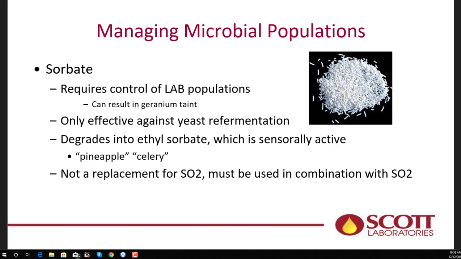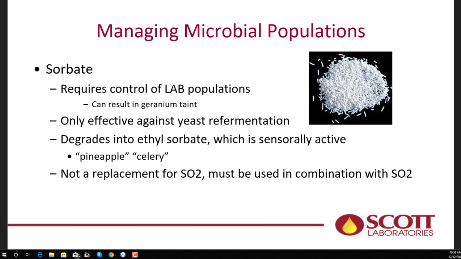So, SO2 and sorbate. Both SO2 and sorbate are microbial inhibitors. They are not killers. It's very common to hear, "Oh, I've added SO2 and sorbate and I killed all the yeast." No, you didn't. You just inhibited them. With sorbate, it helps prevent yeast re-fermentation. It does have an efficacy period, and it will diminish over time, and that sorbate will inevitably degrade into ethyl sorbate, which smells like pineapples or celery, more celery than pineapple in my opinion.